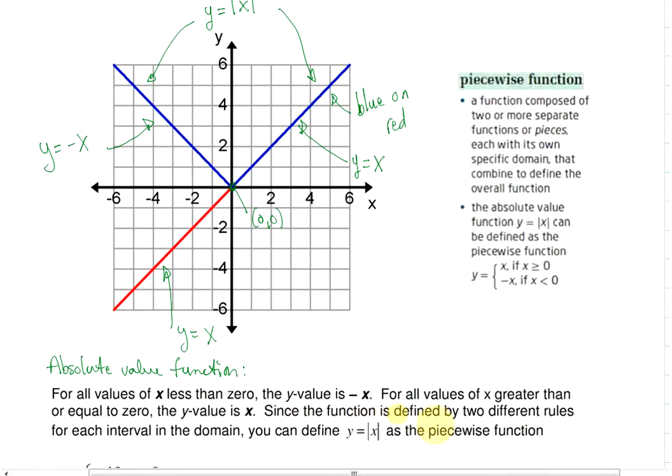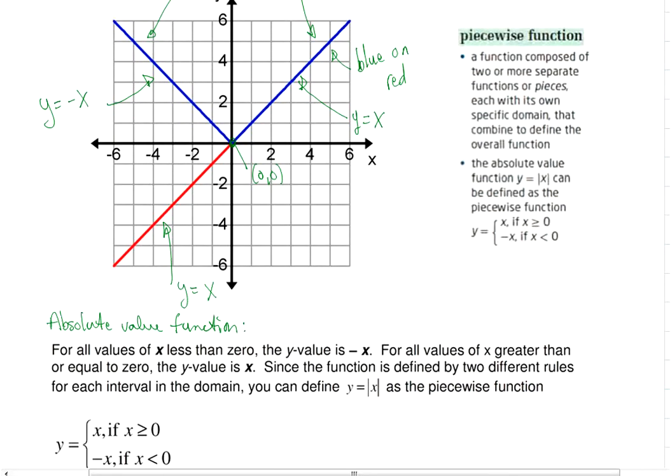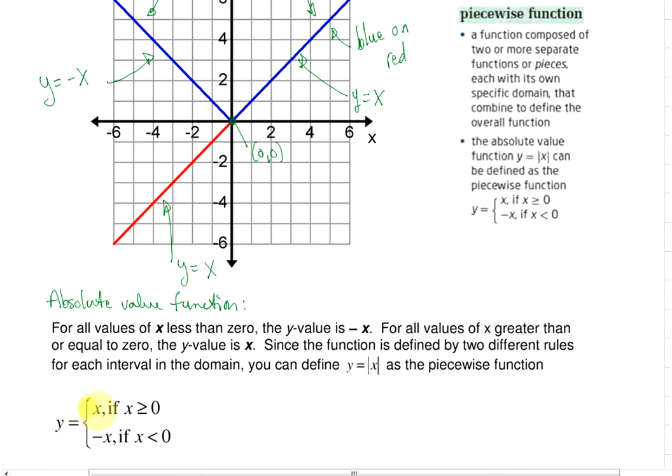Since the function is defined by two different rules for each interval in the domain, you can define y equals absolute value of x as the piecewise function. Okay, and we're talking about y is equal to, and then we use this parentheses, x if x is greater than or equal to 0, and y is equal to negative x if x is less than 0. Okay, so this is a piecewise function.